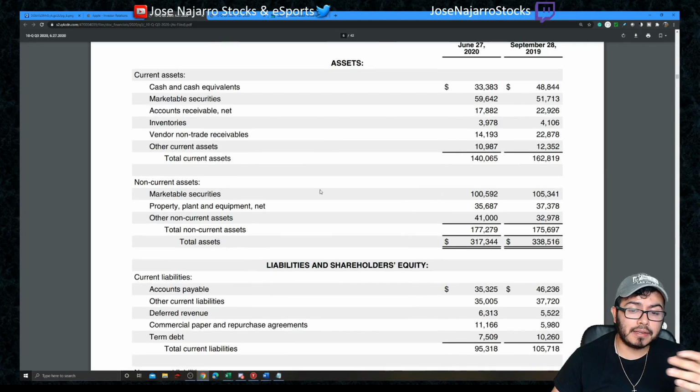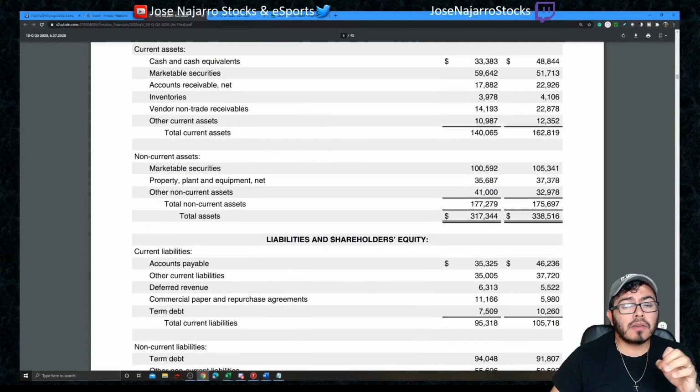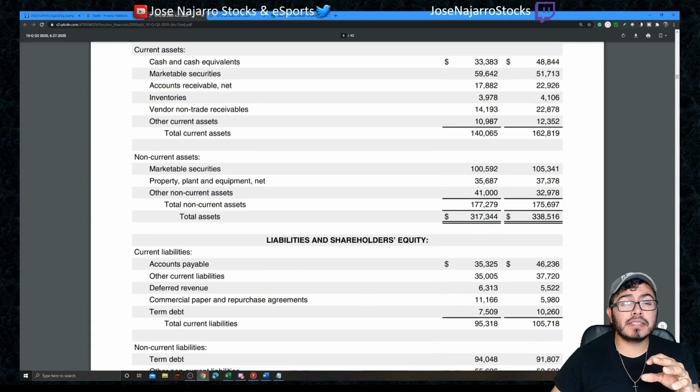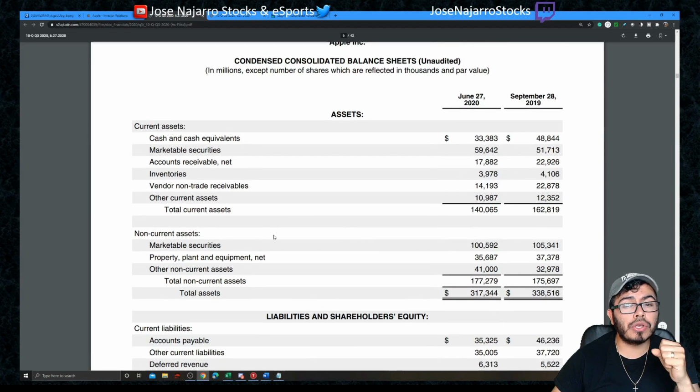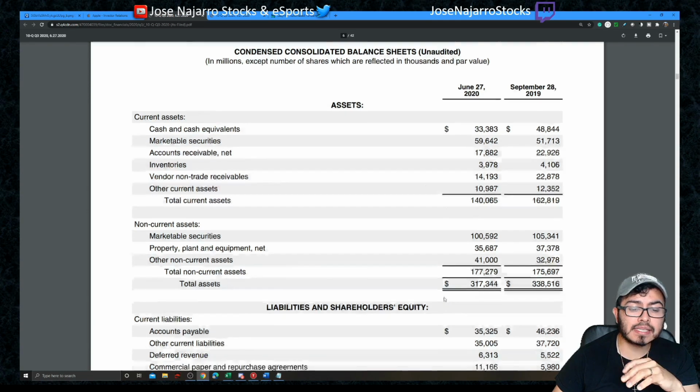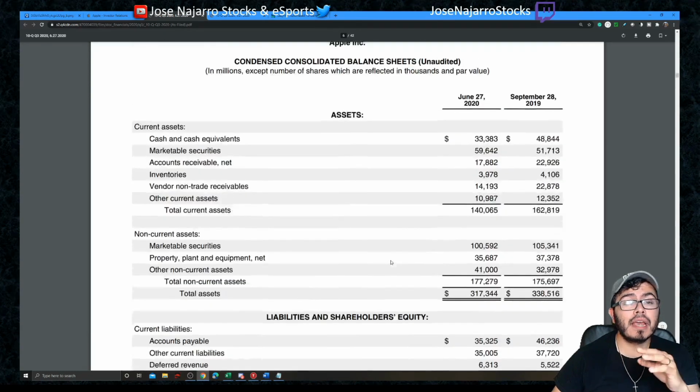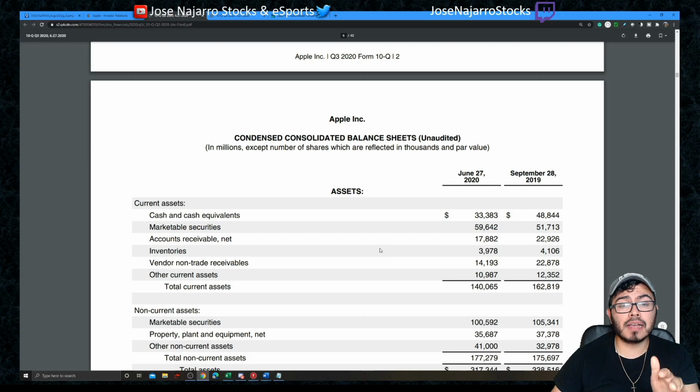Liabilities is your debt. Then you have something called shareholder equity. This is how much a shareholder truly owns. And the way to calculate shareholder equity is you take your total assets minus your total liabilities. And if that's positive, the shareholder has positive equity.